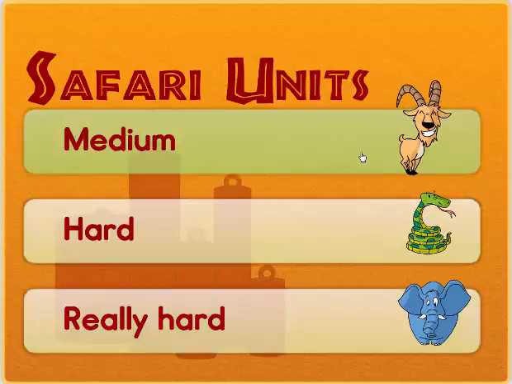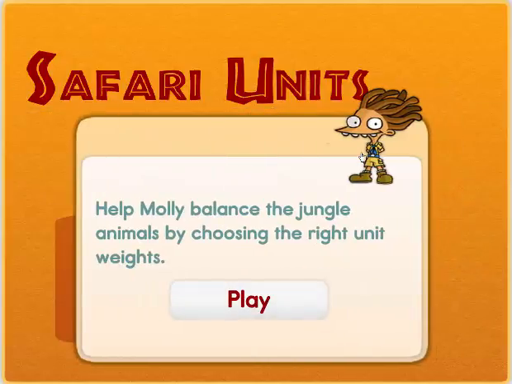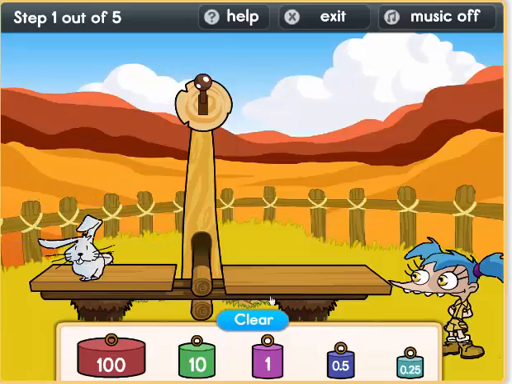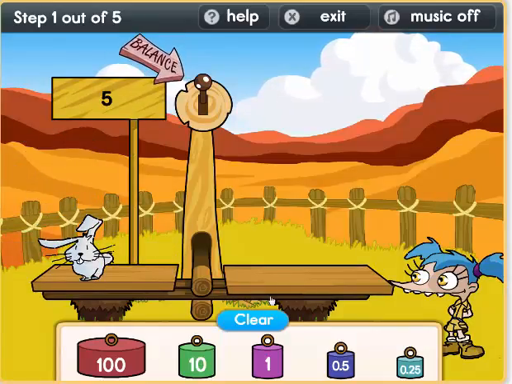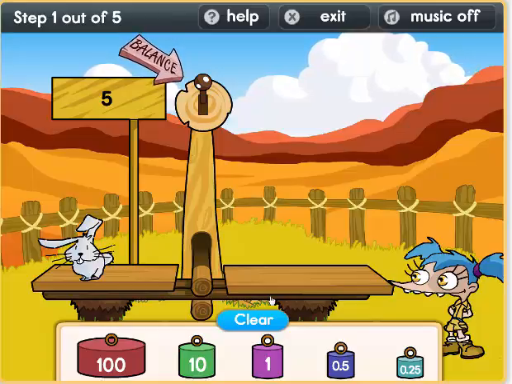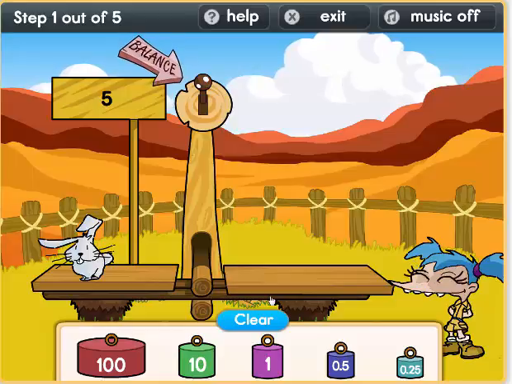Let's start with Medium. Medium helped Molly balance the jungle animals by choosing the right unit weights. Let's start. Play. Okay, so we have a rabbit which weighs 5 kilos. We need to balance it.